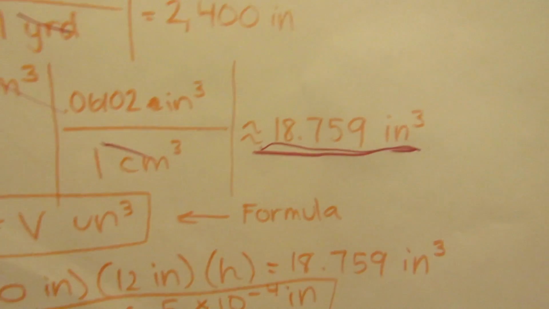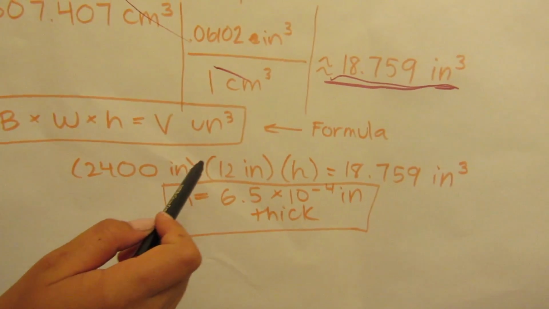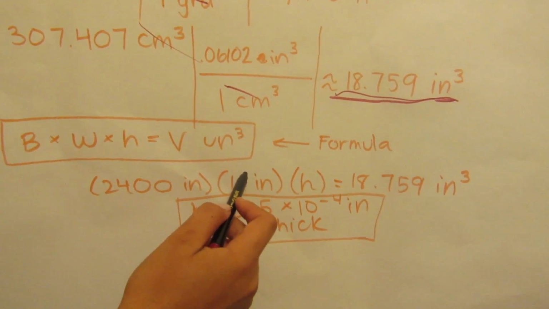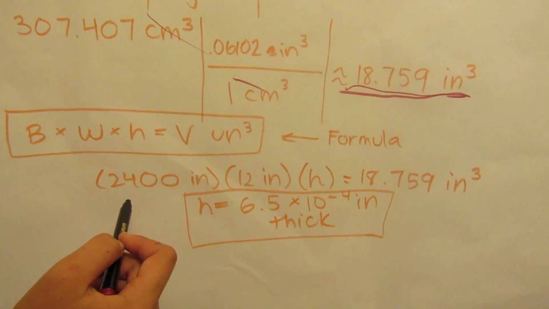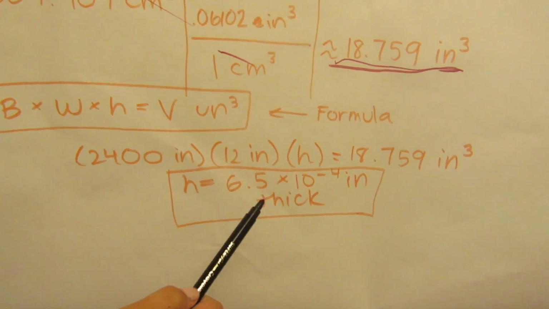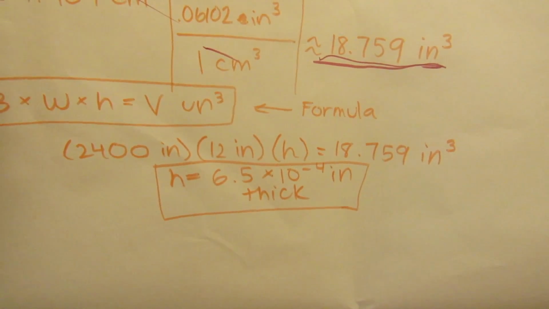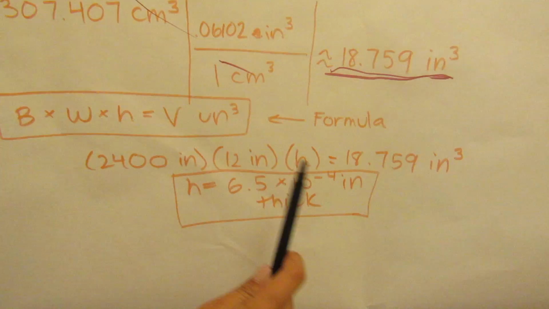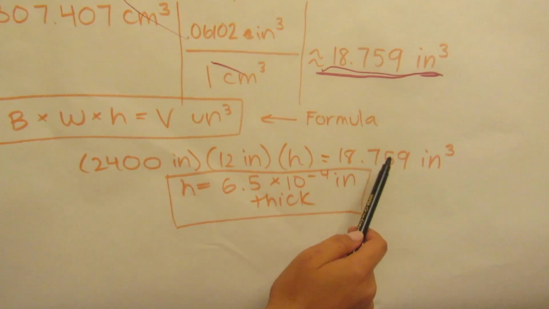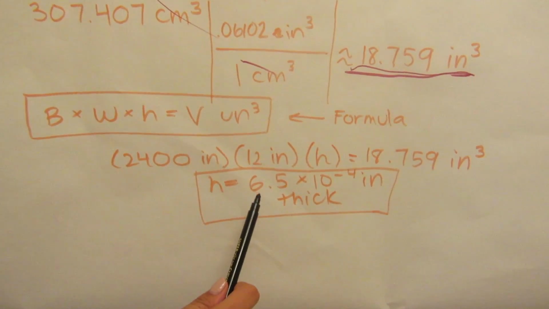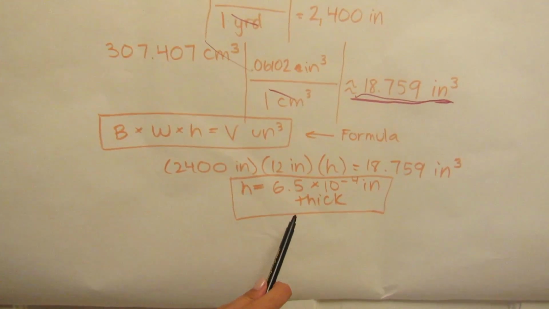So you know that you're going to have to multiply the base times the height times the width. The width here is 12 inches, and the length is 2,400 inches, as we calculated up here. So h is our variable, the small height in aluminum foil. When we solve that and divide the 18.759 by 2,400 times 12, we get the height to be 6.5 times 10 to the negative 4th inches thick.